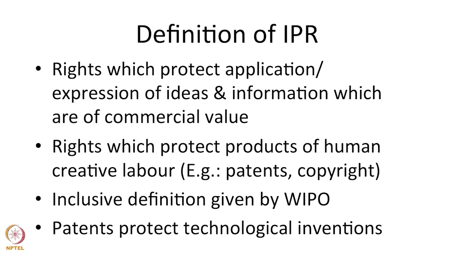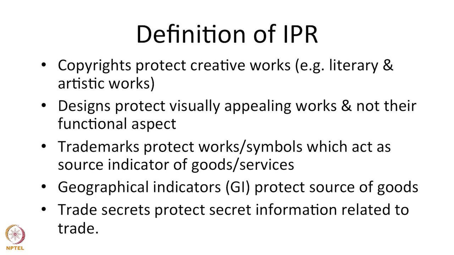So there are different types, and each type refers to a different category of products. Patents are used for protecting inventions, and when we talk about inventions, we are referring to technological inventions. Copyrights are used to protect literary and creative works, literary and artistic works, soundtracks, videos, cinematography, computer programs, and a whole lot of things.